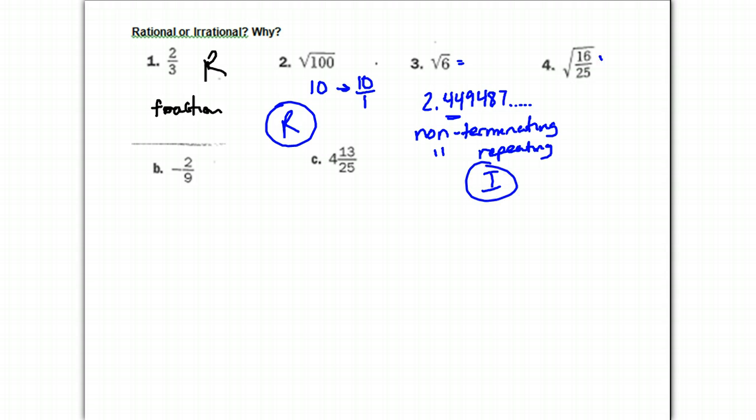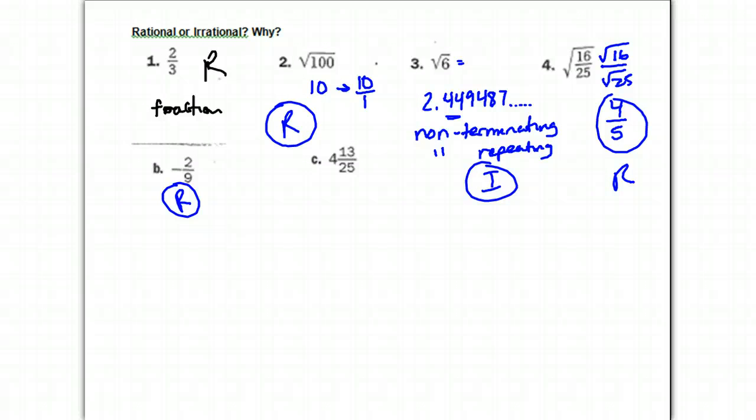Okay. Square root of 16 over 25. If we do the square root of 16 and 25, that's 4 over 5, so that's rational. Negative 2/9, that's a fraction already. Negative numbers are also rational numbers. And also mixed numbers, 4 and 13/25, that's also a rational number. You can do that little trick where you do 25 times 4, which is 100, plus 13, so it's 113 over 25. So that's a rational number.